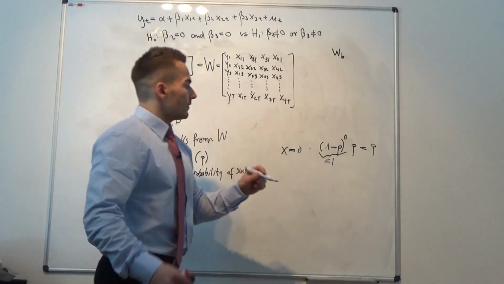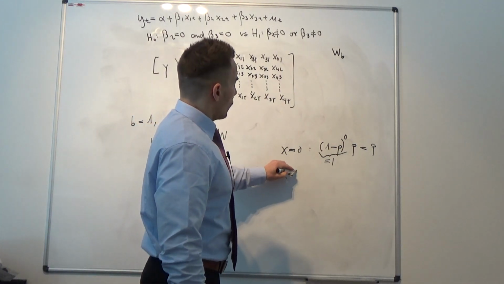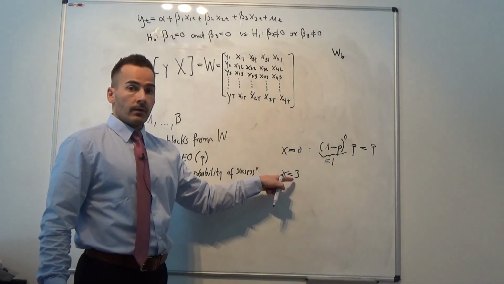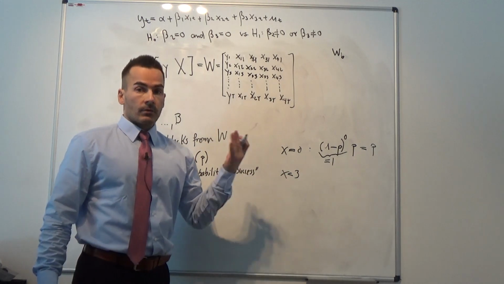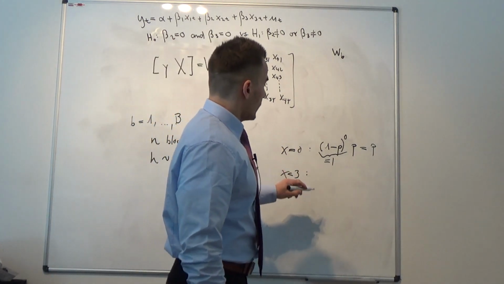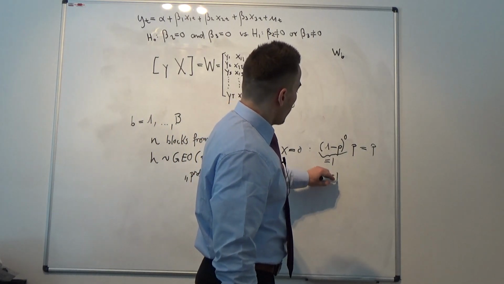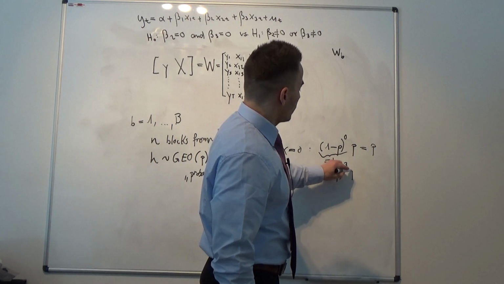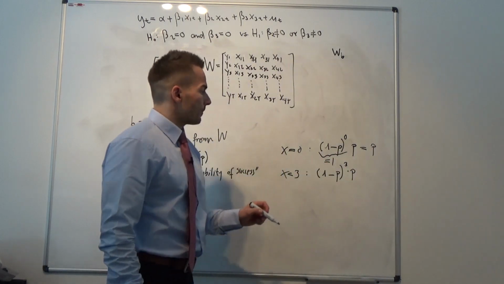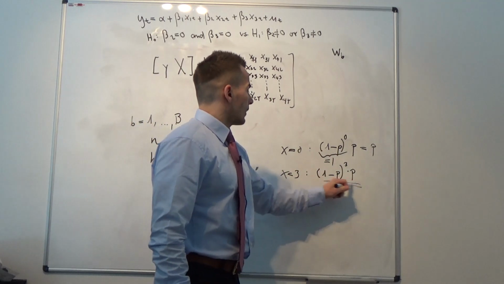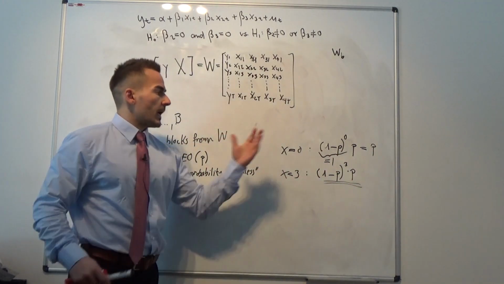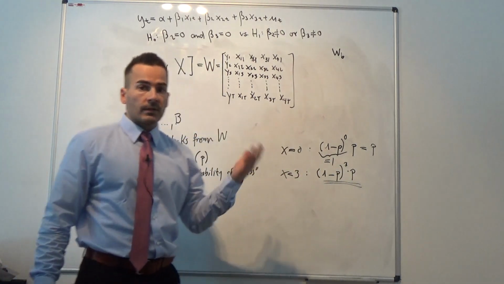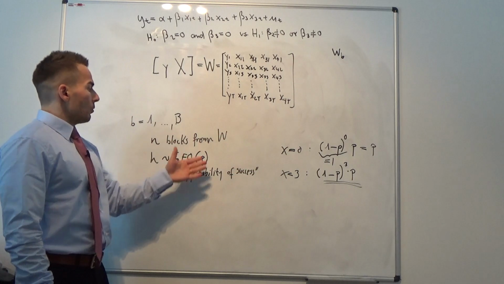So what is the probability of having 3 failures? X is equal to 3, 3 failures until success occurs. Well, it is obviously (1 minus p) to the power of 3 times p. And in the same way, we can compute any other number of failures until success occurs. So that's how the geometric distribution works.